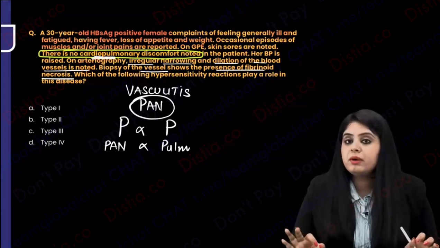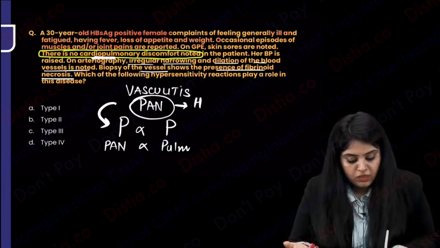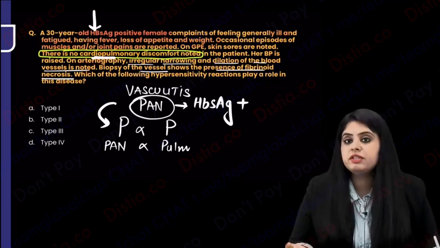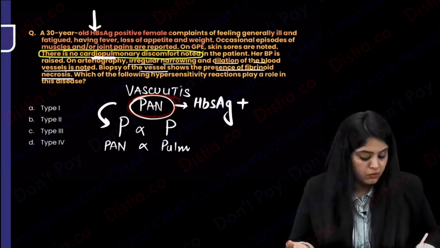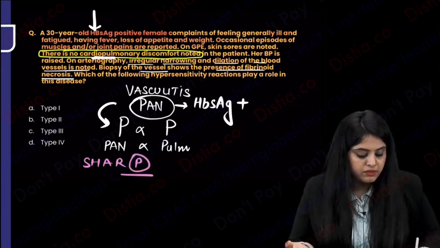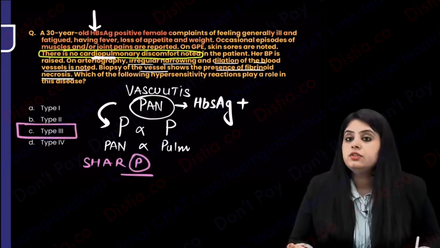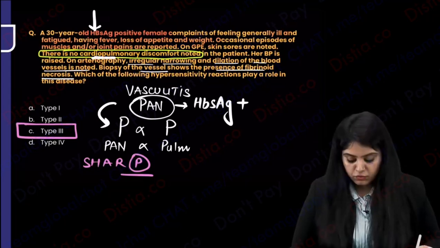There is no cardiopulmonary involvement noted. Also, polyarteritis nodosa is very commonly seen in HBsAg positive people. My patient is also HBsAg positive. This is definitely a case of polyarteritis nodosa, which comes under the mnemonic SHARP. If it comes under the mnemonic SHARP, this means it is a kind of type 3 hypersensitivity reaction that we have to note. I hope everyone's okay with this. There is no confusion. Yes.